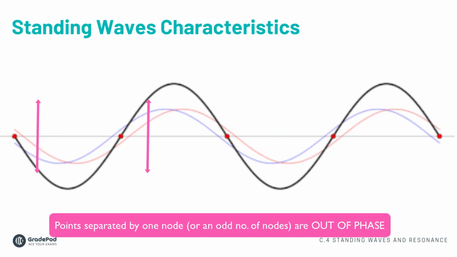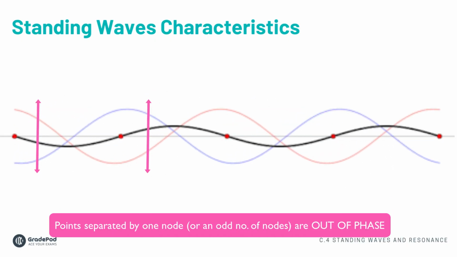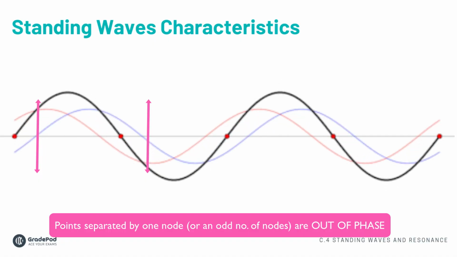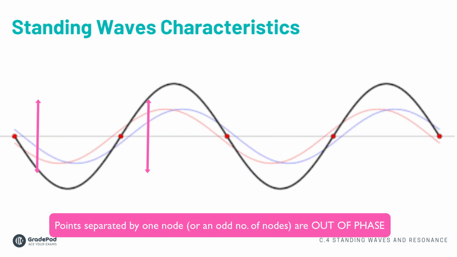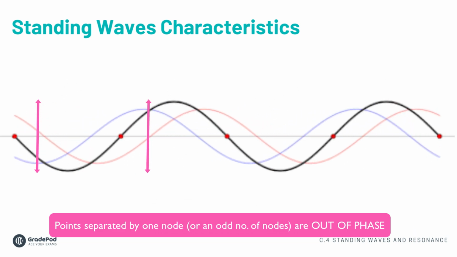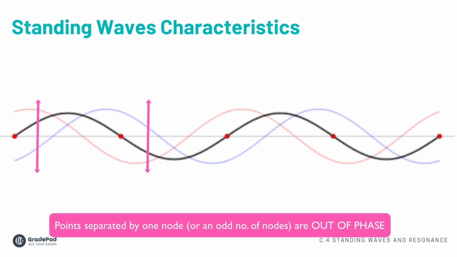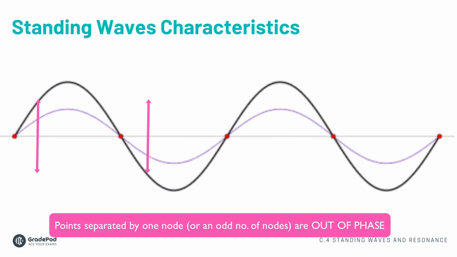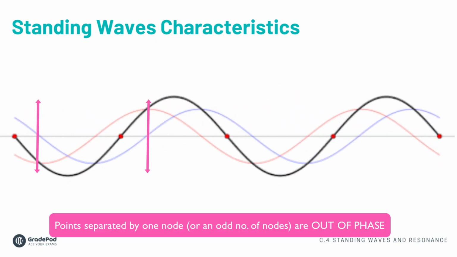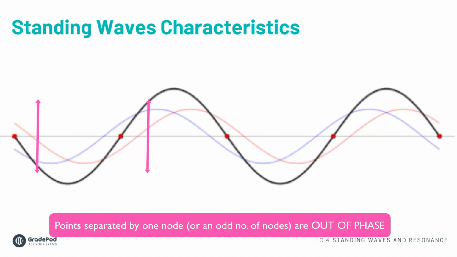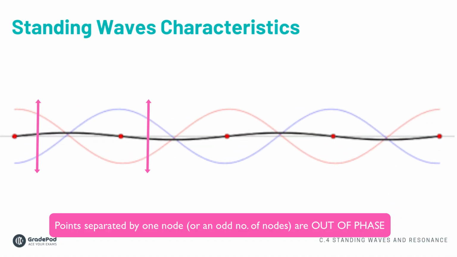You can see that the second particle has moved again, and it is now one node away from the first particle. So the points are separated by one node. And can you see that the first particle on the left reaches a maximum at exactly the same time the particle on the right reaches a minimum? That means that these two points are exactly out of phase.